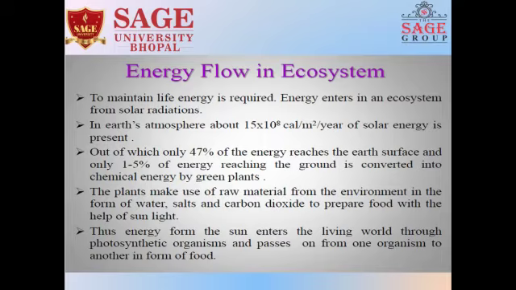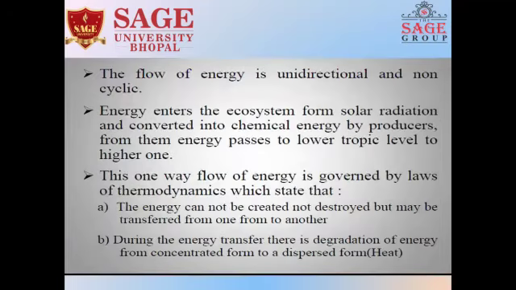The plant makes use of raw materials from the environment in the form of water, salts, and carbon dioxide to prepare food with the help of sunlight. And sunlight is obtained from the sun, which is the primary source of energy. Thus, energy from the sun enters the living world through photosynthetic organisms and passes on from one organism to another in the form of food. And the flow of energy is unidirectional and non-cyclic.